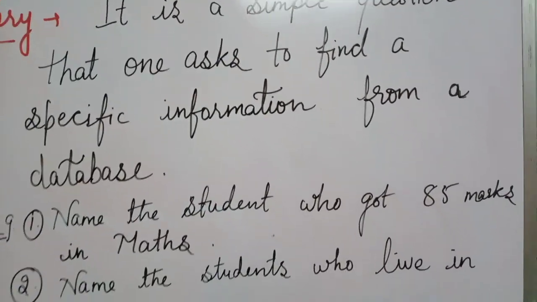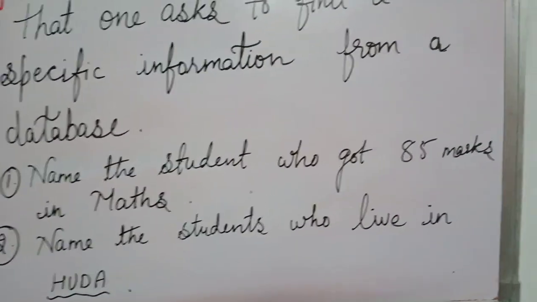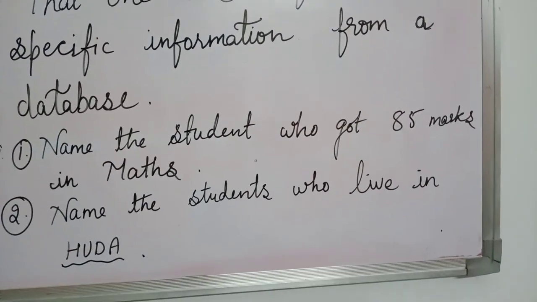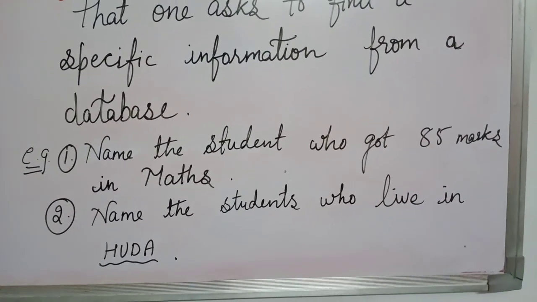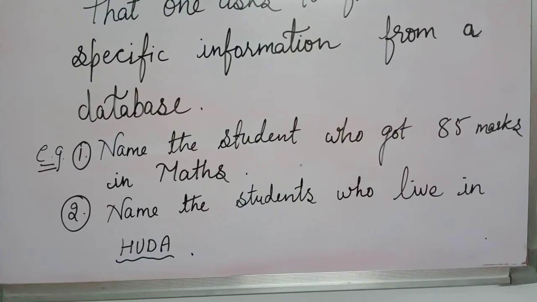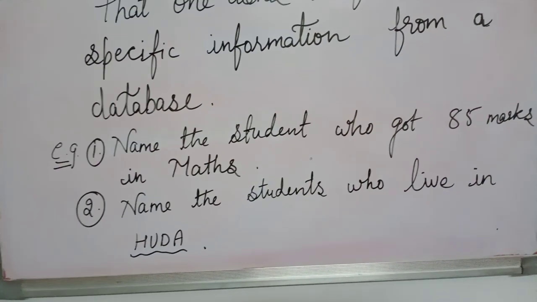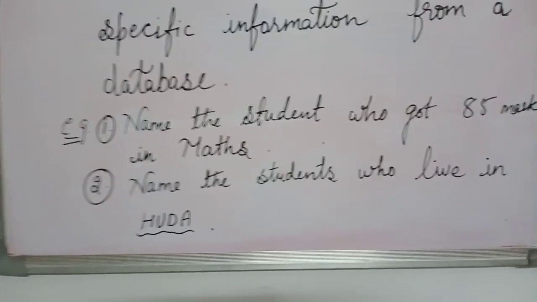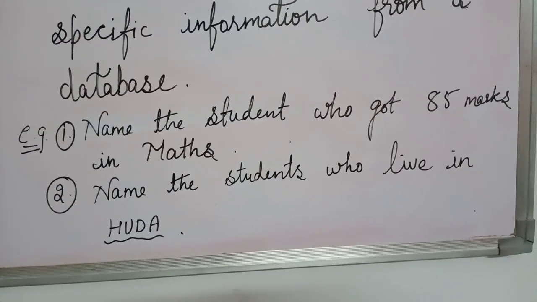For example, all the time I have taken the example of your DPS school database. So similarly, when a teacher wants to get the name of the students who got 85 marks in the maths or any other subjects, there is a database of the whole DPS students, and when we give this query, it will give out the answer. It will give us the names of the students who got 85 marks in the maths. So this is your query and it will give you the output.